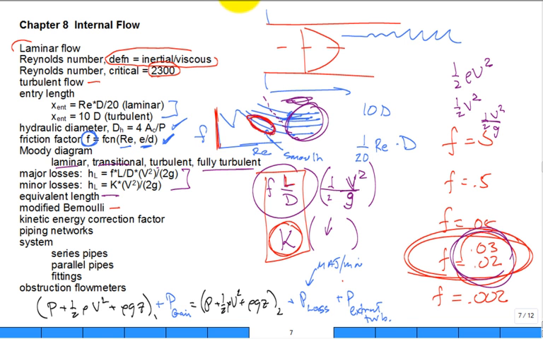We talked about the kinetic energy correction factor. Was that symbol beta or alpha? What was the symbol even for the kinetic energy correction factor?